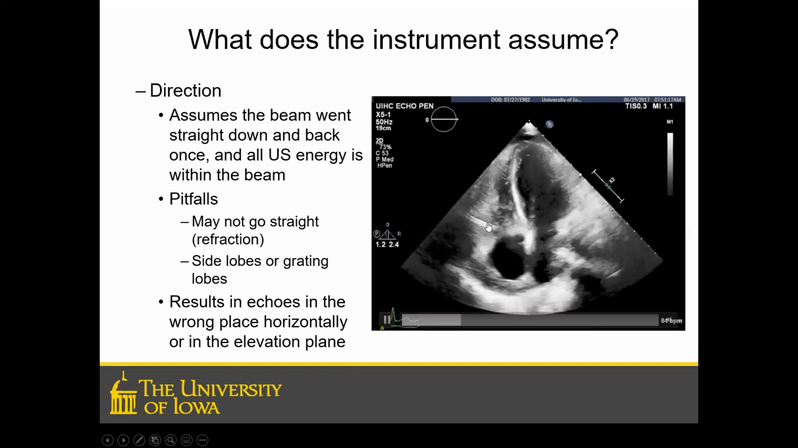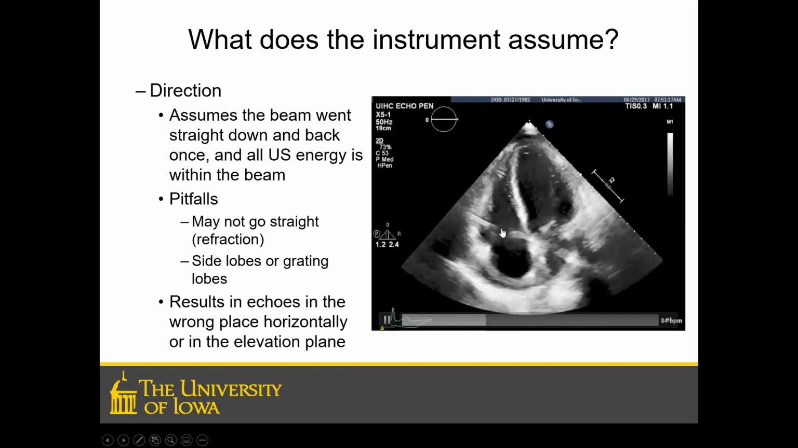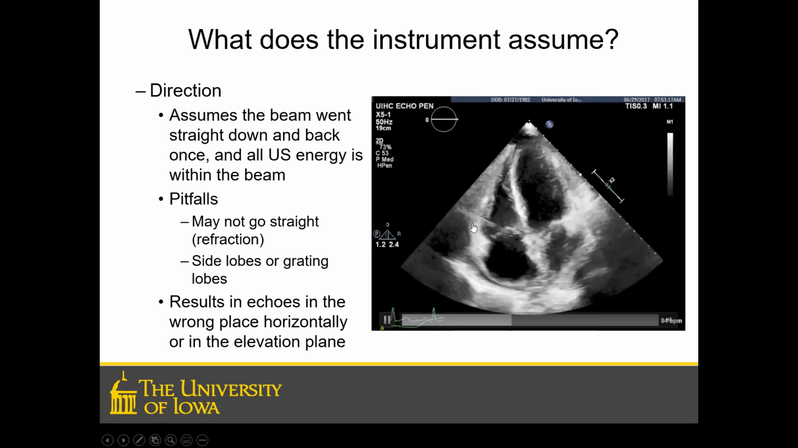And typically that's going to be horizontally this way, which is why you see what looks like a pacer wire going through the RV free wall.